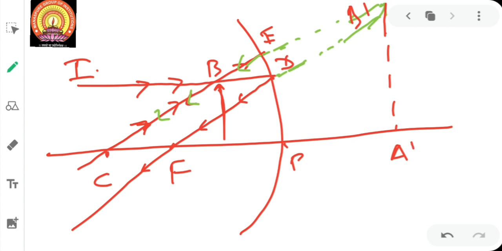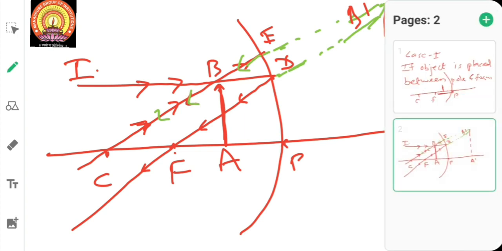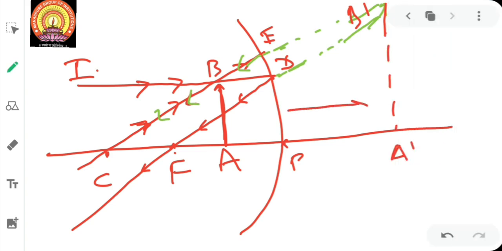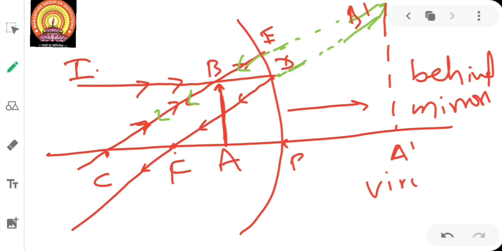So what happens? This A dash and B dash is the image formation of the object AB, which is placed between the focus and the pole itself. So where are we getting the location of the image? The location of the image is behind the mirror. Then how is the nature? This is not a real image. This is a virtual one.